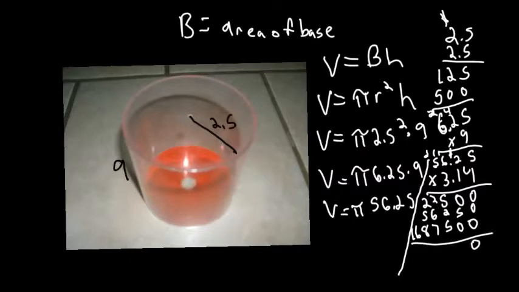So add this up: 0, 5, 12, maybe 13, plus 3 is 16. 3 plus 5 is 8, 8 plus 8 is 16, carry my 1, 7, 1. Alright, so I have 4 digits behind the decimal in my problem, so I need 4 in my answer. My decimal goes right there, so my volume would be about 176 and 625 thousandths. Oh, and I didn't put units on this. Let's call them centimeters. So that would be centimeters cubed.